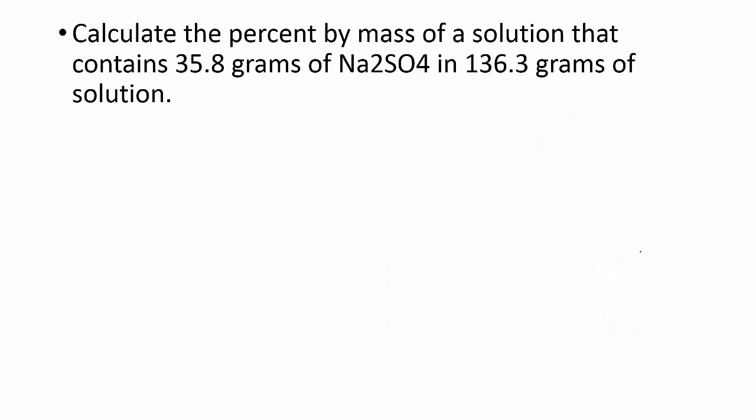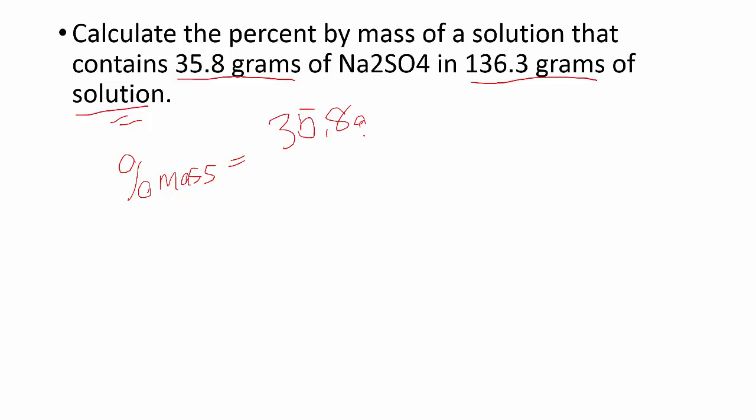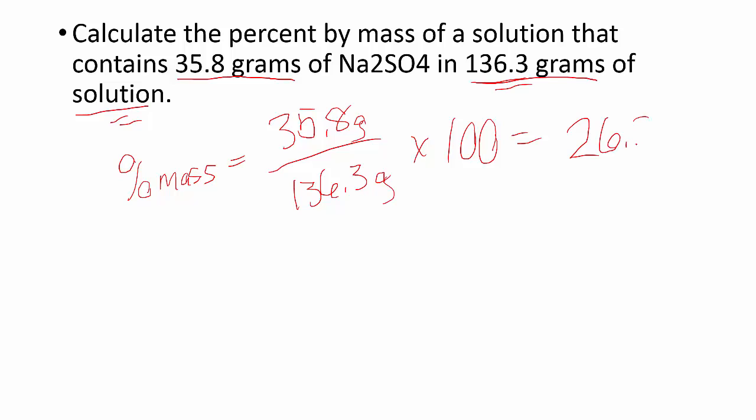So let's take a look at a sample problem. It says calculate the percent by mass of a solution that contains 35.8 grams of Na2SO4 in 136.3 grams of solution. All right, cool. So that's kind of easy. Percent by mass equals the mass of our part, our solute, 35.8 grams, over the mass of our solution, 136.3 grams, times 100. That's all you gotta do. What do we get? We get 26.2%. So that's 26.2% Na2SO4. Not too bad, right?